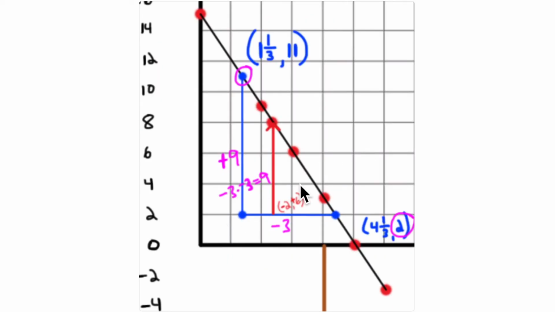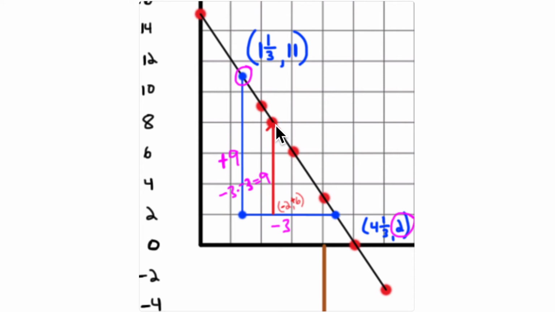Now I could have chosen other points. I didn't have to choose 4/3, 11. Let's say that starting at this point, I decided I'm going to go in the negative direction 2 units. Well, negative direction 2 units, that means along the y-axis, it's a negative 3 times negative 2, which is positive 6. That has to be positive 6 units in this direction. That would be this point right here.